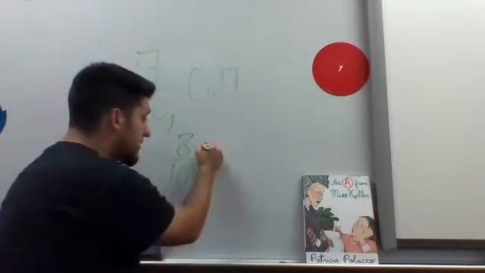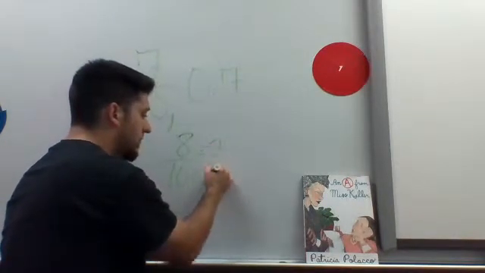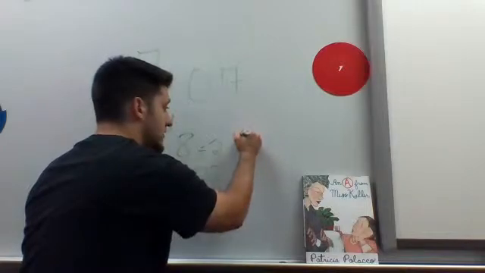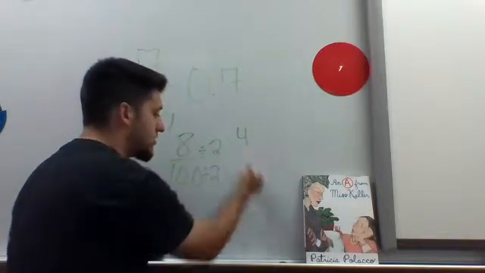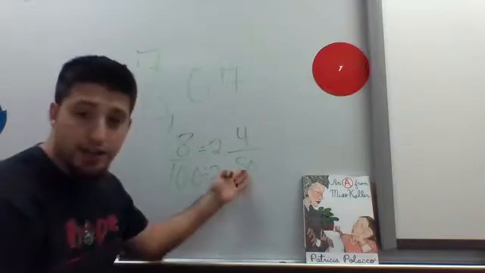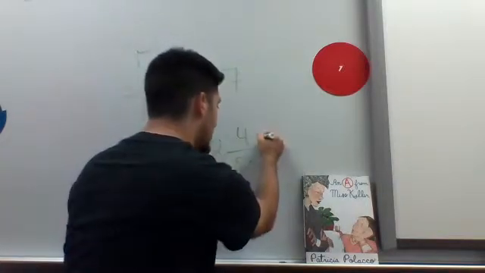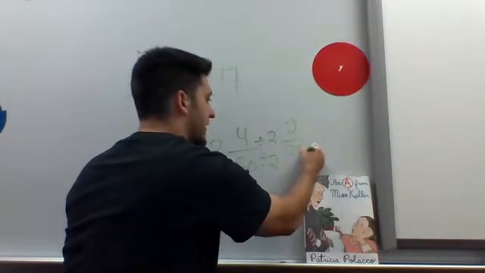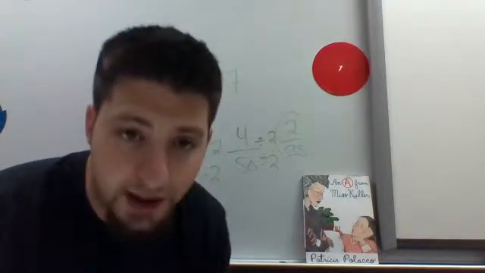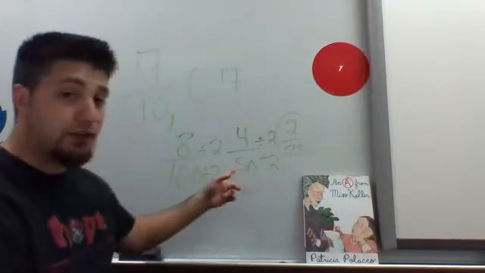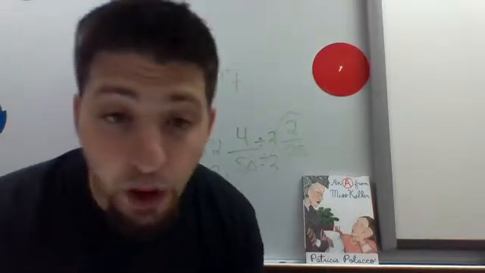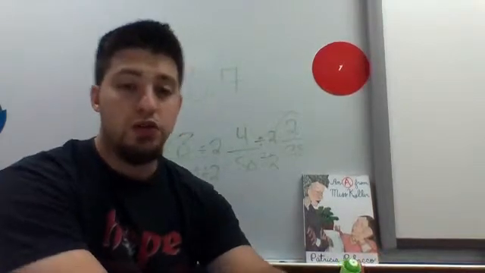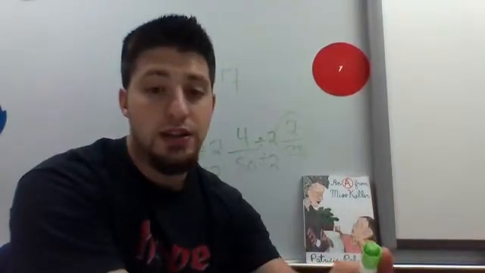These two are both divisible by 2. If you remember our divisibility rules, if you don't, go back and listen to the song. 8 divided by 2 is 4, and 100 divided by 2 is 50. Now, we're not done, because these two are still both divisible by 2. Divide by 2, divide by 2. You get 2/25. Simplified. That 2/25 is the simplest form of our decimal 0 and 8/100. Okay? So now we can convert from decimals to fractions and fractions to decimals.